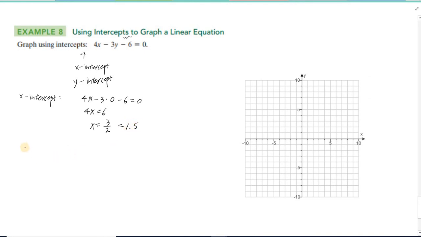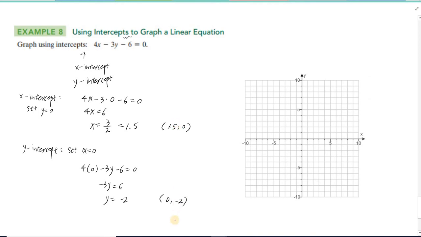And now we're going to find the y-intercept. When you're finding the y-intercept, you're just going to plug in 0 for x. Or you can say for the y-intercept, we're going to set x equals 0. Okay, so which means it's 4 times 0 minus 3y minus 6 equals 0. So then all we have to do is solve for y. That will be y equal to negative 2. Our x-intercept is 1.5, 0, and our y-intercept is 0, negative 2.